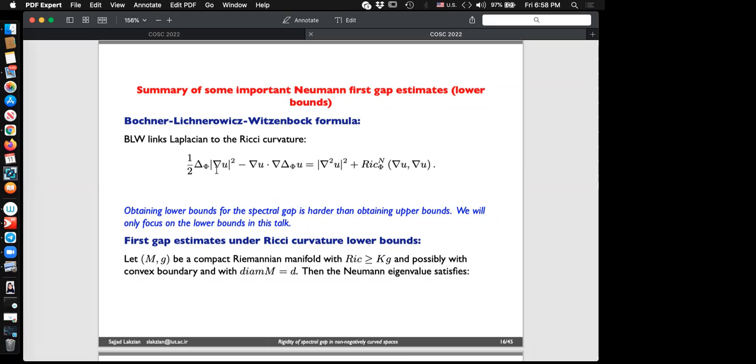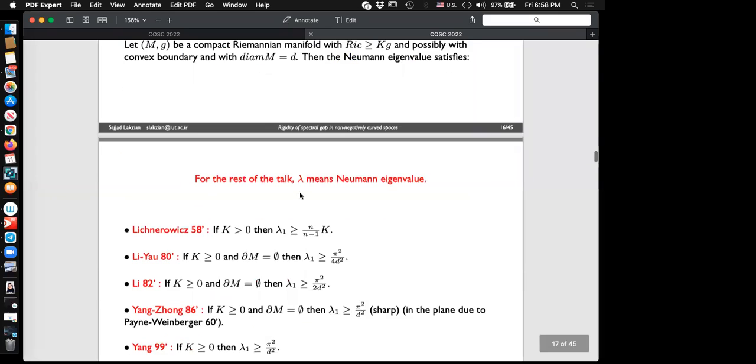If I use the maximum principle at some maximum or minimum of this delta u, at the maximum it should be non-positive, and at the minimum it should be non-negative, and that way you can get some lower bound for lambda one. You have to do this more carefully, as I said, but the main idea is that you use the Bochner formula and the maximum principle.